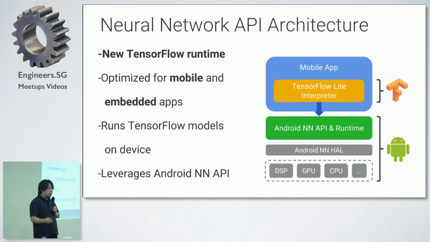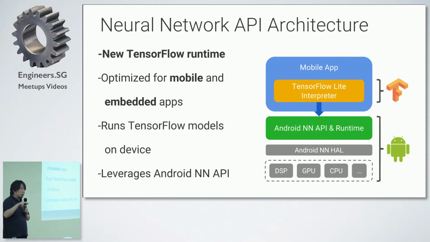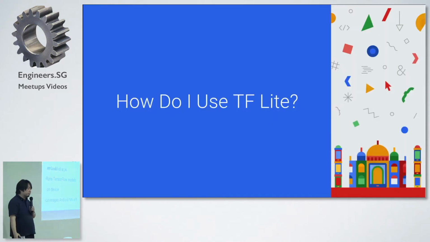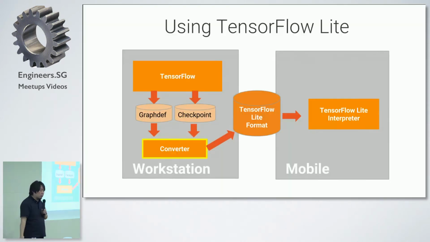So TensorFlow Lite will be running on the Android Neural Network API, and I'm not sure whether this is officially announced or not, but I hope that it will also support Apple's Core ML API. So I hope that TensorFlow Lite will also easily run on iOS applications with Core ML acceleration support. So how do you use TensorFlow Lite?